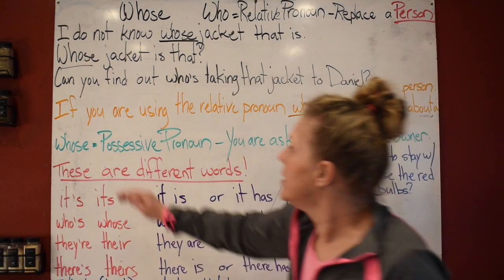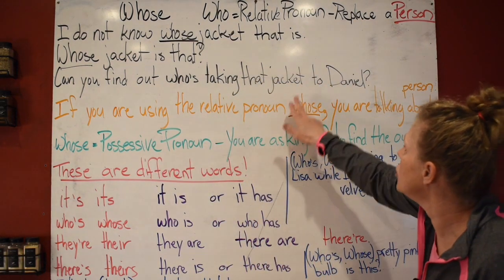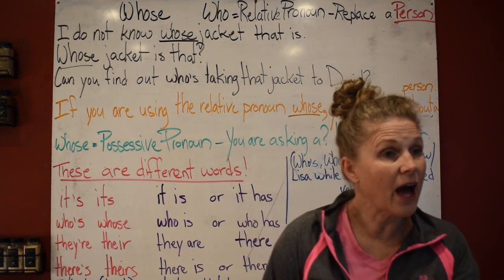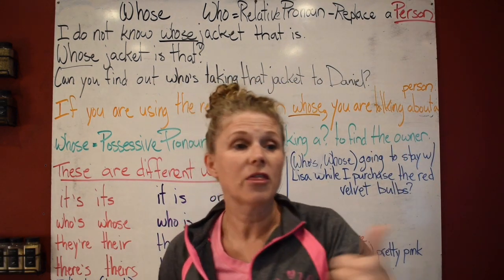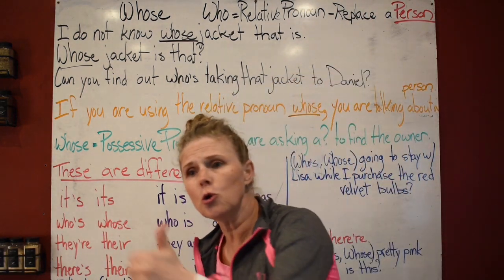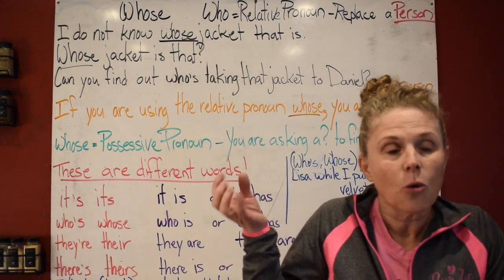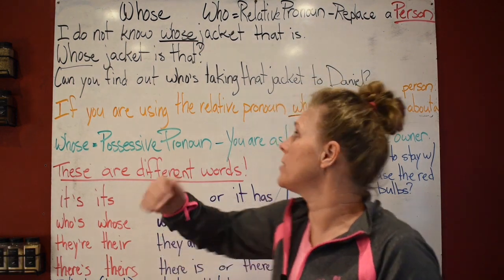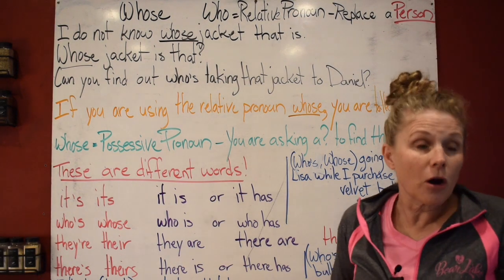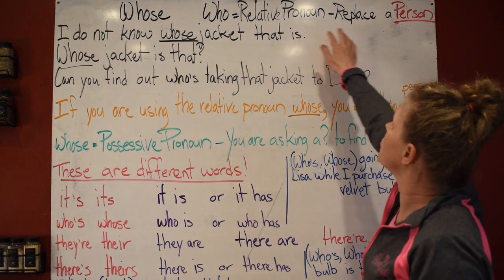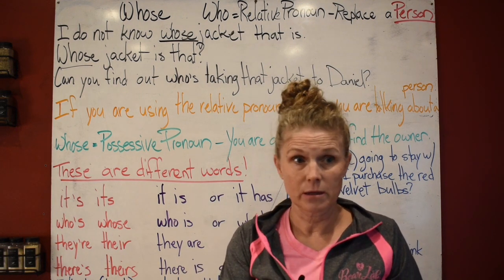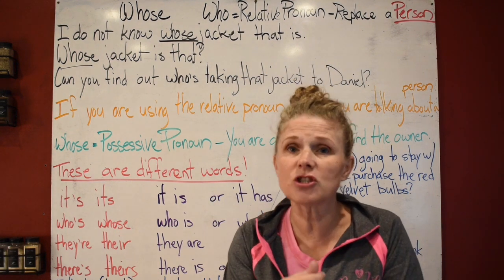I'm going to read this again. If you are using the relative pronoun whose, you are talking about a person. Are all of the relative pronouns. That, which, who, whom. Let's say it again. That, which, who, whom. It's important that you understand what the relative pronouns are because the relative pronouns are replacing people, and then the others are replacing things, right? And when they are functioning as a relative pronoun, they can act as what? Subjects, right? They can act as your subjects.